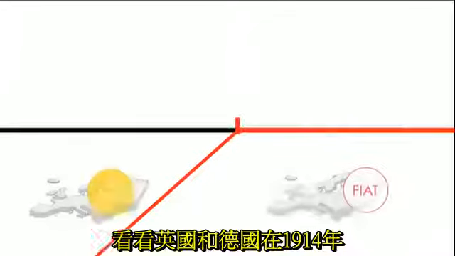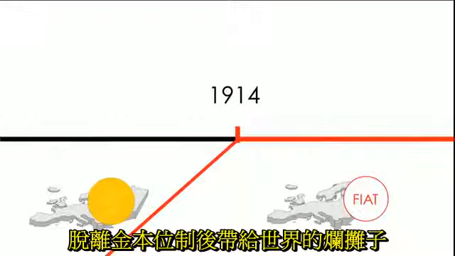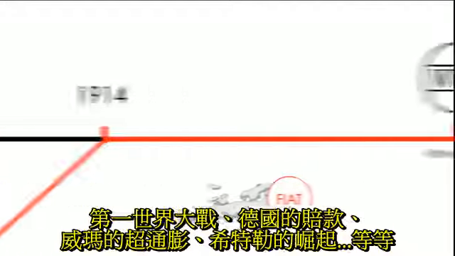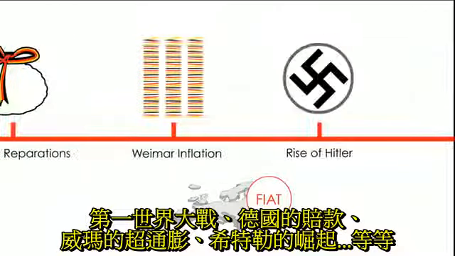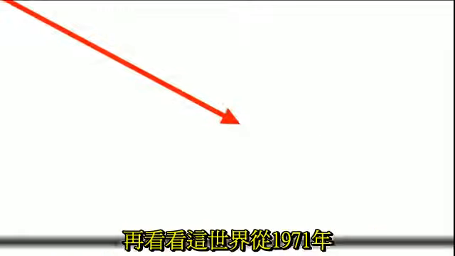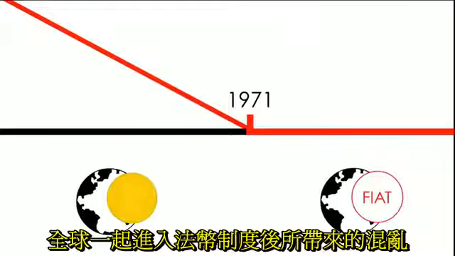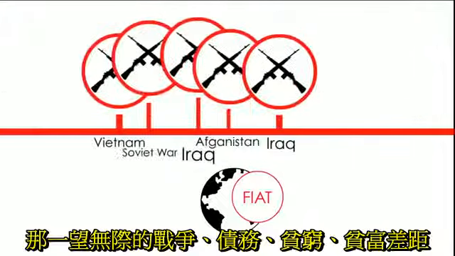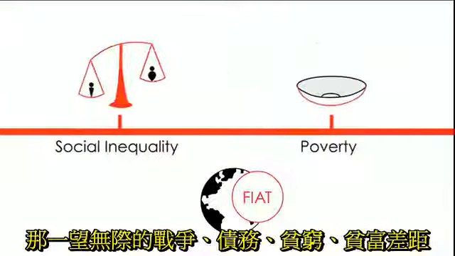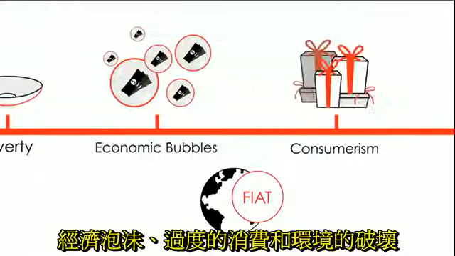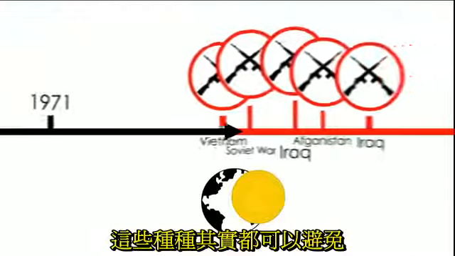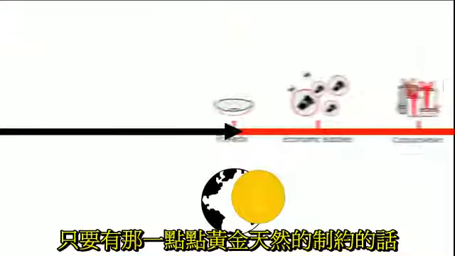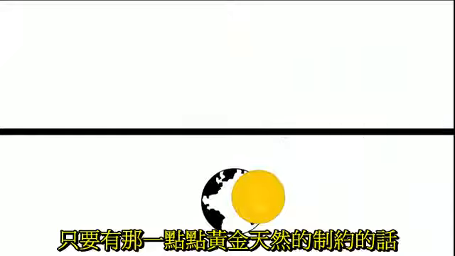Look at the mess the UK and Germany got the world into after leaving the gold standard in 1914. World War I, German reparations, Weimar inflation, the rise of Hitler, and so on. Look at the mess the world has got itself into since 1971, when this fiat system became the global norm. An endless sea of wars, debt, poverty, social inequality, economic bubbles, rampant consumerism, and environmental rape. None of which could ever have happened to anything like the same extent, with that little bit of discipline and restraint imposed by gold.